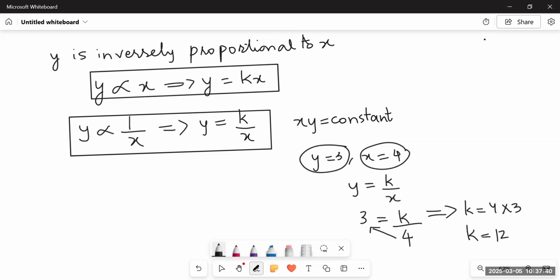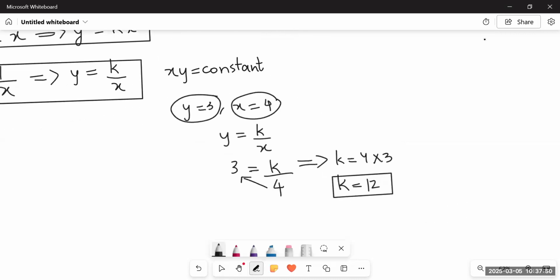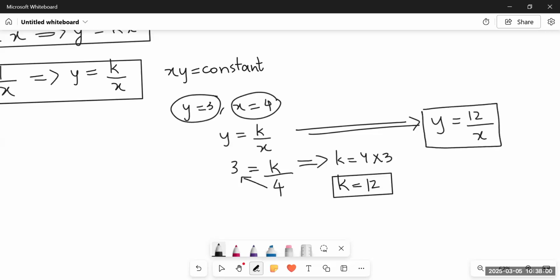So in this case, the equation would become y equals 12 upon x. This equation we are going to use in all the questions, all the parts that we are going to find. If you have to find the value of y from the value of x given, we will use the same formula. If we are provided with the value of x, we will use the same formula.